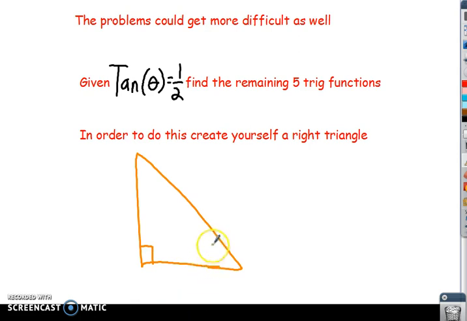Put theta wherever you want. I put it down in the corner so it's easier, but you can put it up top if you want. It doesn't matter. Now, the definition for tangent you have to know is opposite over adjacent. So the opposite here is 1. The adjacent here is 2. Now, unfortunately, I have to find the other side of my triangle. How exactly am I going to do that?